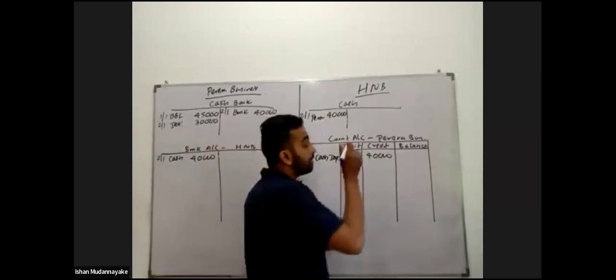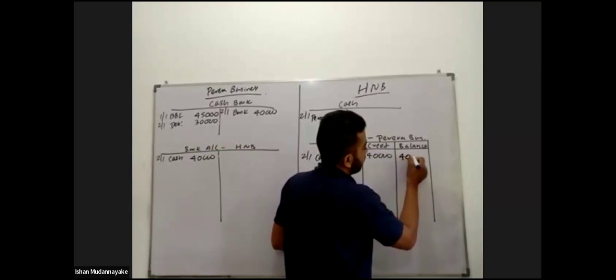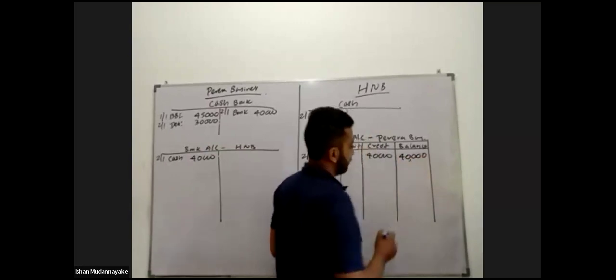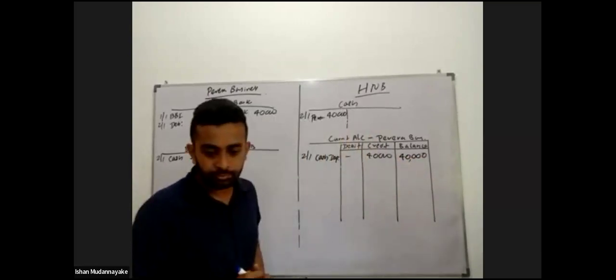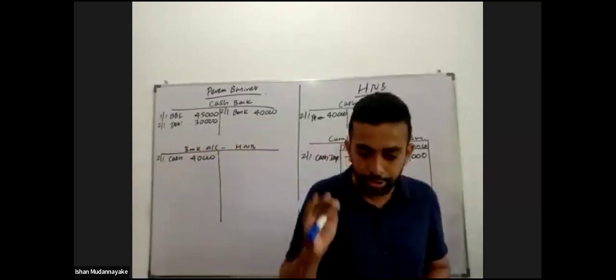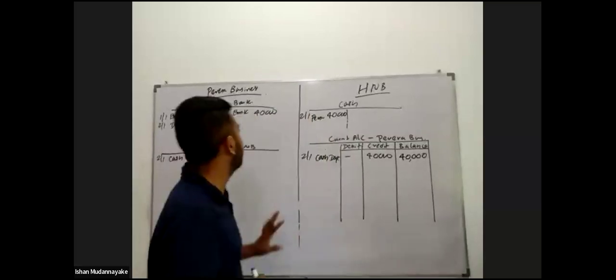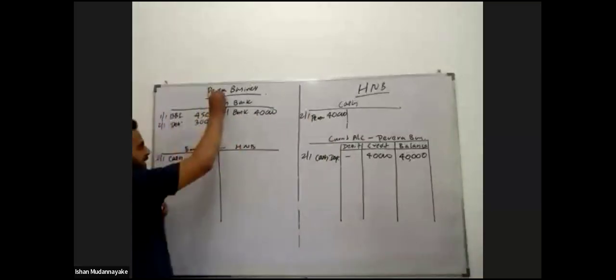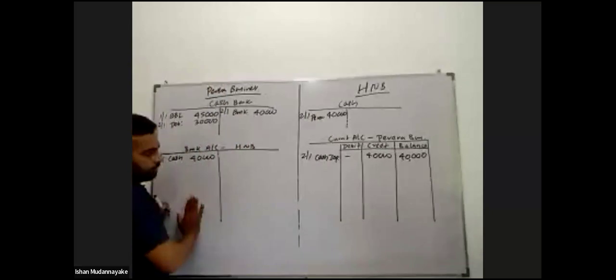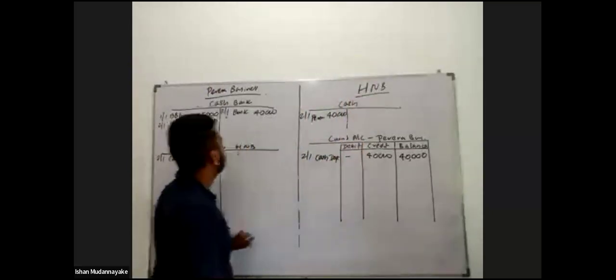Right now, students, the balance available in Pereira's account is how much? 40,000. Daksharni, you are doing a bank reconciliation. Question number 1. Here these are the accounts maintained by the Pereira Business Organization, and these are the accounts maintained by HNB Bank.